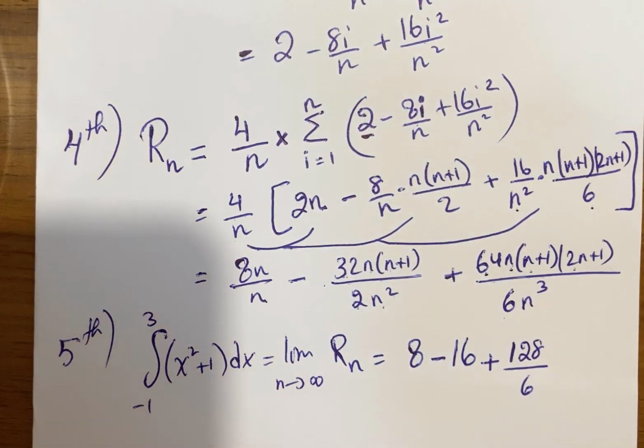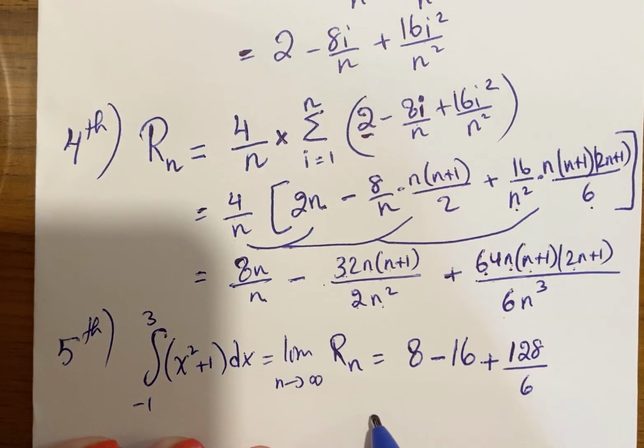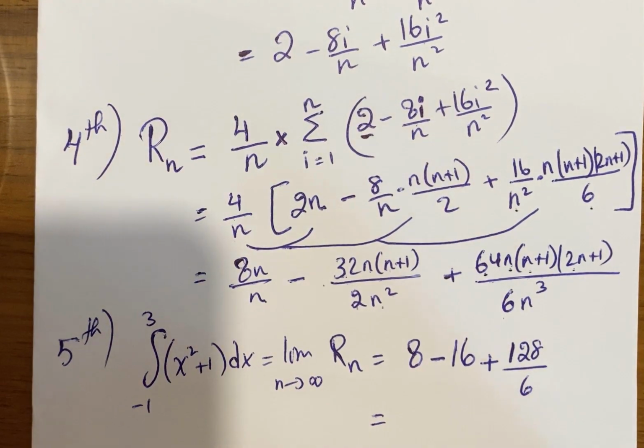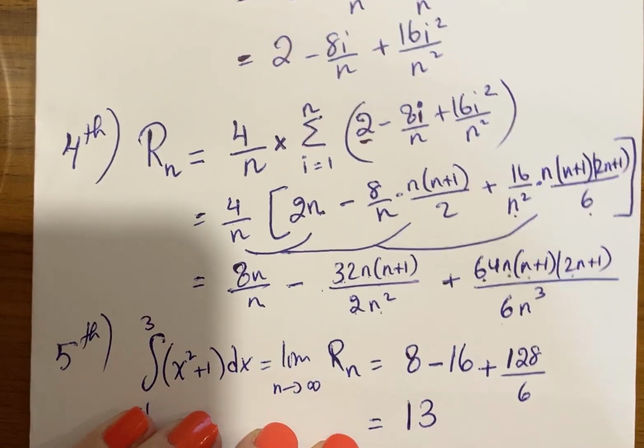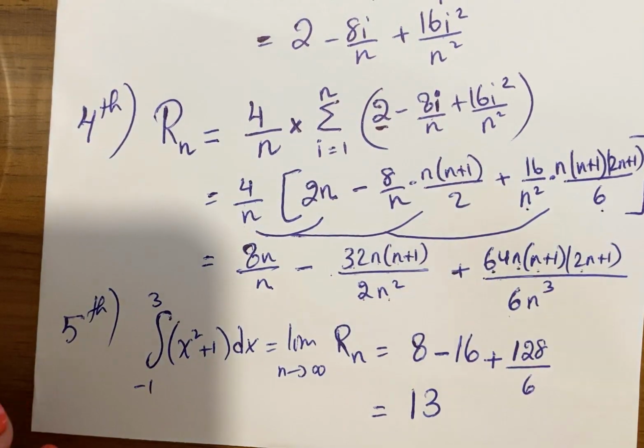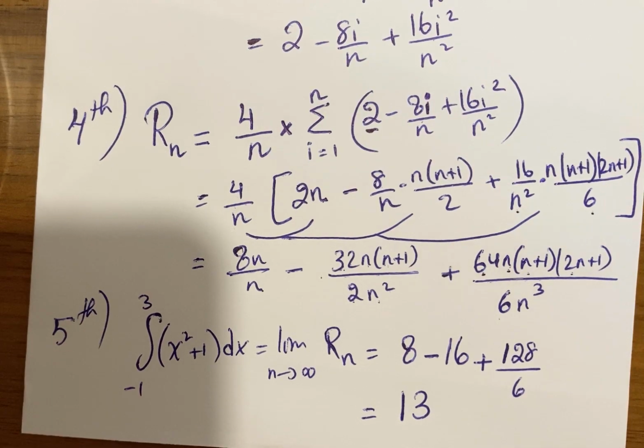If the power up is bigger, that's infinity. If the power down is bigger, that's 0. So the total becomes 8 minus 16. Let me calculate it. It's minus 8 plus 126 over 6. The full answer is 13. So that's the integral if we calculate it using Riemann sums, just to remind you of the technique of the definition of definite integrals.